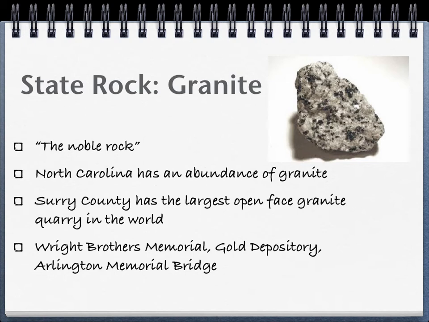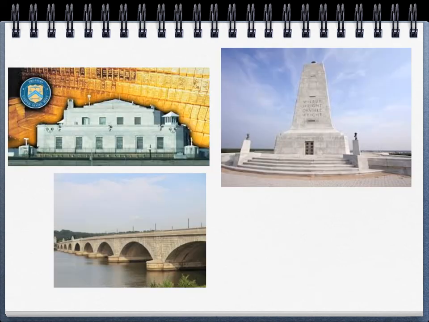It is unblemished and gleaming, and so they use it to build materials and it is used for industrial and laboratory applications. So this rock has created many buildings or a bridge, memorials, and the rock is used for many courthouses. The top left is the gold depository. To the right is the Wright Brothers Memorial, and on the bottom is the Arlington Bridge.